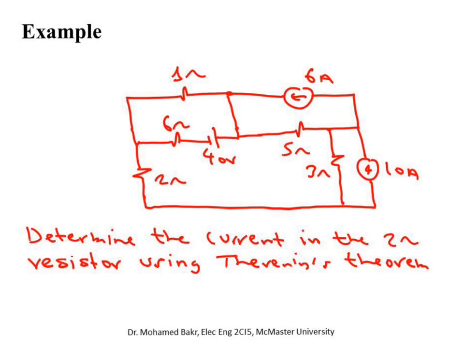The way of doing that, well, I have to create a port. So I will create a port at this terminal here and at this terminal here. So between these two terminals, I'm going to remove the 2 ohm, and then I'll try to look into the circuit from this side. After I remove the 2 ohm, I will replace this complicated circuit with just one voltage source and one resistor. This is really my target, and once I do that, I can calculate the current and the voltages in the 2 ohm resistor without any difficulty.